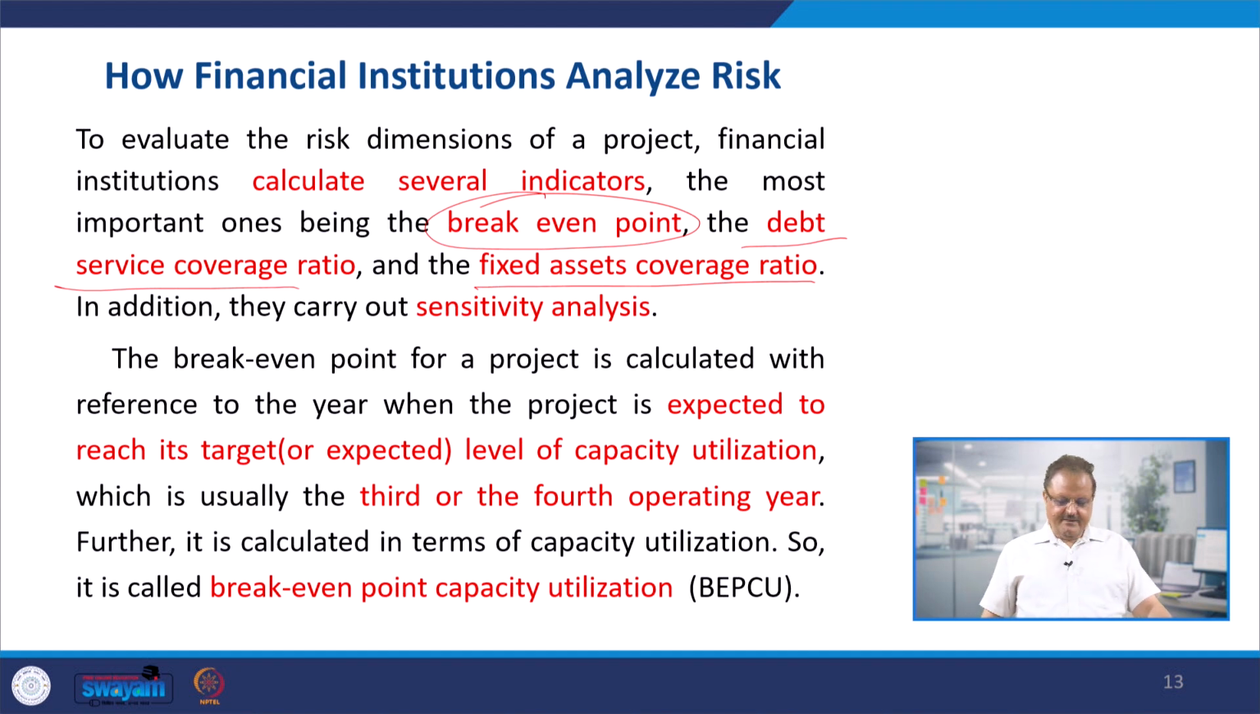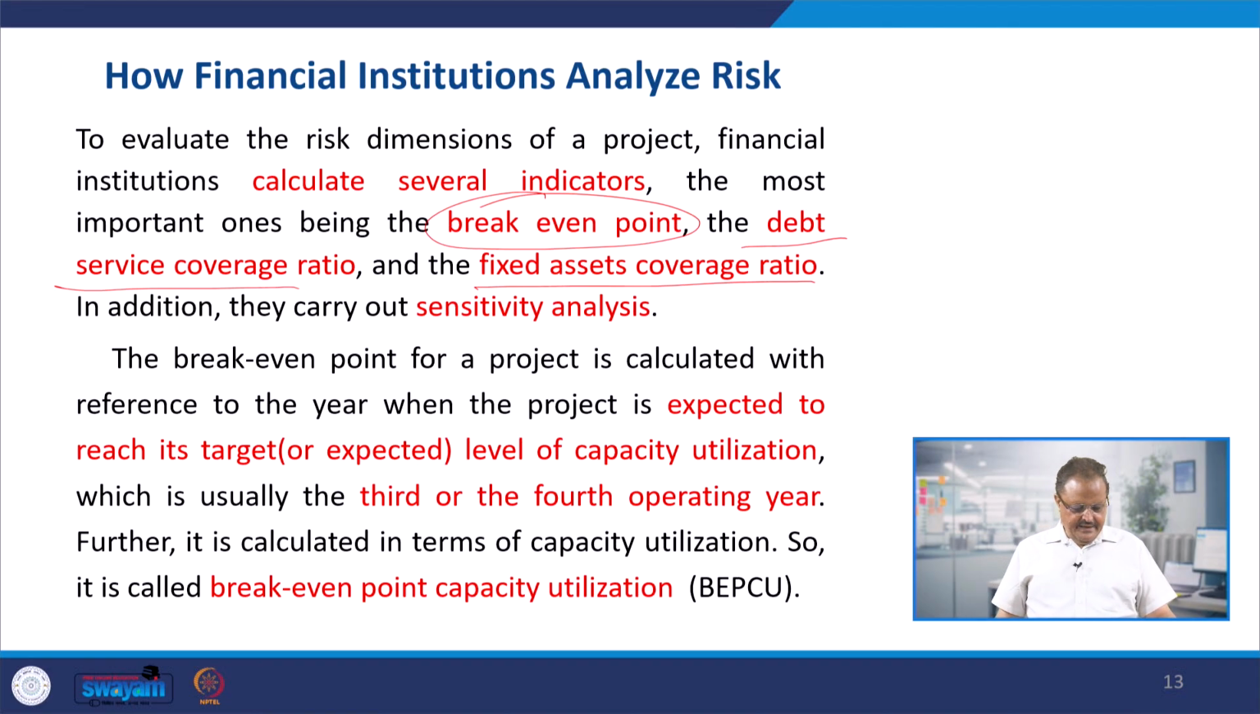So debt service coverage ratio has in the numerator interest plus the principal component, and in the denominator they have the total profit after tax available with them. They can take the profit after tax, and in the numerator they can take the total external obligations.